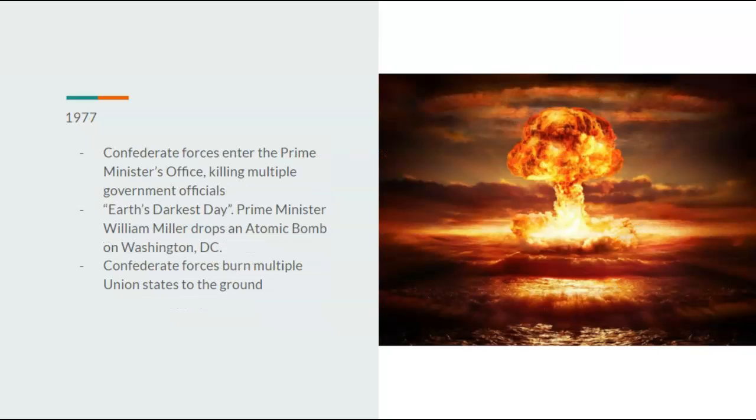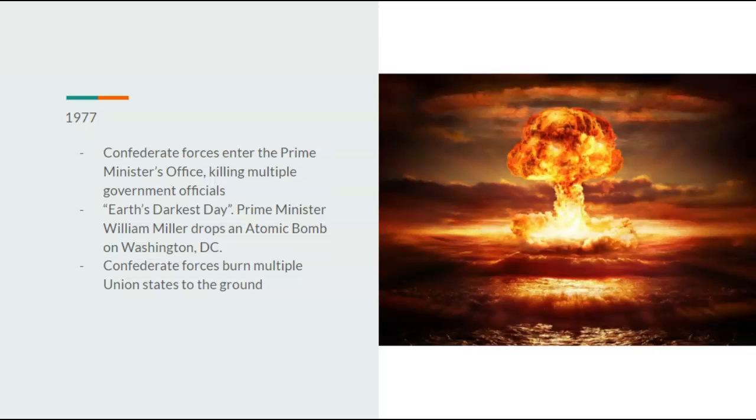In 1977, the Confederate forces enter the Prime Minister's office, killing multiple government officials, but Miller is not there. But in some underground bunker somewhere, in what's called Earth's Darkest Day, Prime Minister William Miller orders the dropping of an atomic bomb on Washington, D.C. It kills thousands. Fidel Castro, however, stays alive.